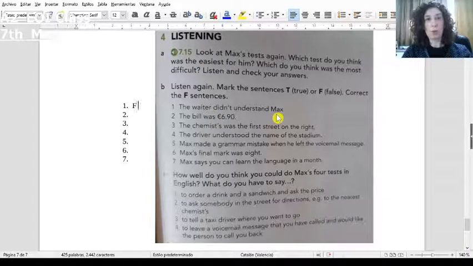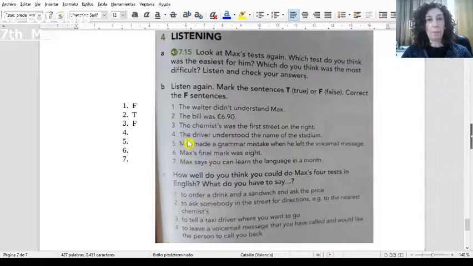False. He understood him. Sí que lo va entendre perfectament bé. Y suposo que esta tenemos todos clara. The bill was $6.90. Sí, porque entendemos el castellano. Entonces, perfecto. True. 3. The chemist was the first street on the right. También hablamos castellano, tenemos ventaja. False. It was the second street on the right. Igual a la segunda a la derecha. It's the second on the street.